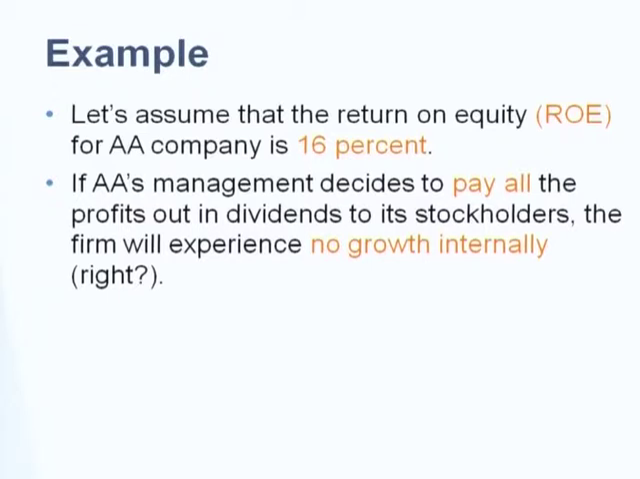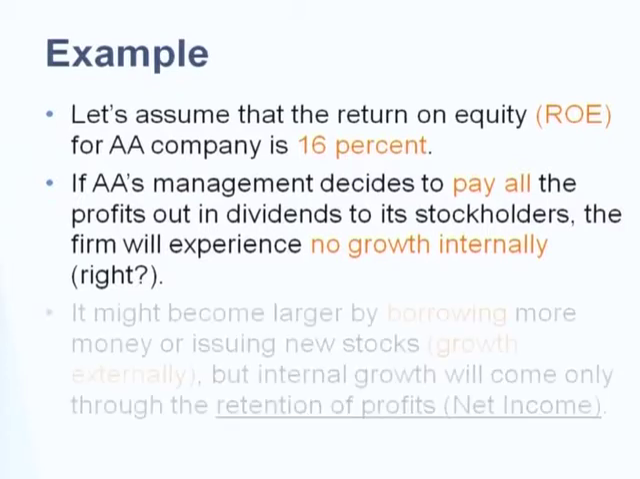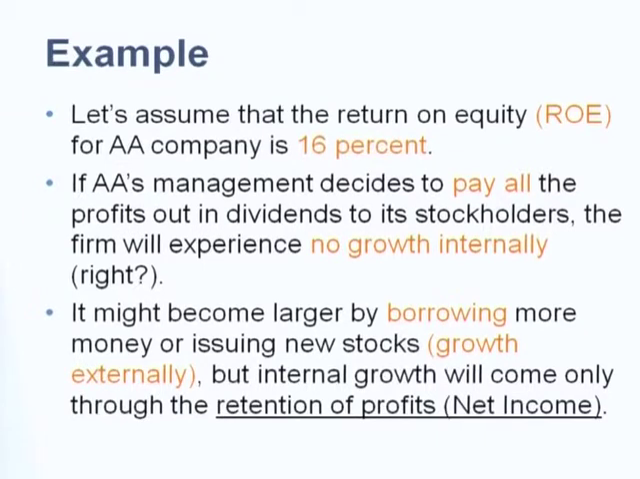If the management decides to pay all the profit as dividends to stockholders, there will be no growth internally, yes or no? There will be zero G. G will be zero because you don't use retained earnings to grow, because you pay out all of the profit as dividends to shareholders. It might become larger if the firm insists on expanding the business. So they have to borrow money to grow the business. This one we call external growth. But internal growth comes only through the retention of profit, from retained earnings. So if you want to grow by yourself, you need to use retained earnings.